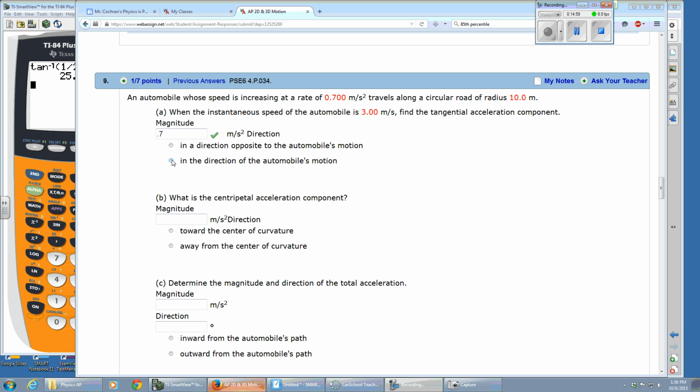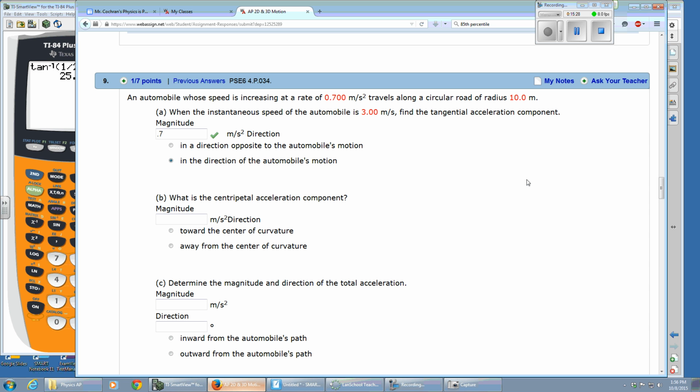Oh, it'd always be in the direction. Remember, that's one of the things about acceleration. If it's in the direction of motion, it changes the speed. If it's tangential to motion, it changes the direction. If it's both, it changes both. It's kind of one of those G ideas. So, what is the centripetal acceleration component?